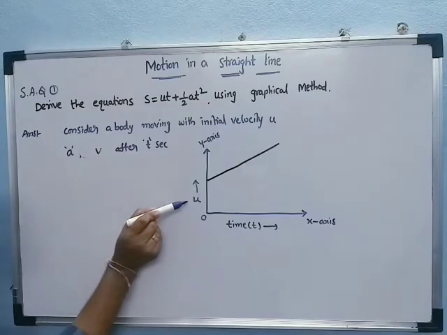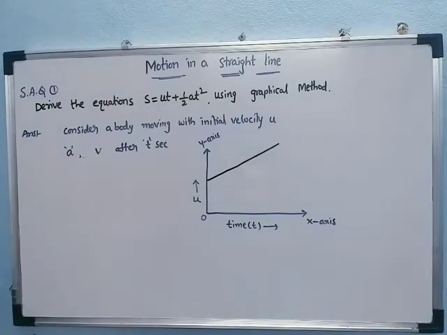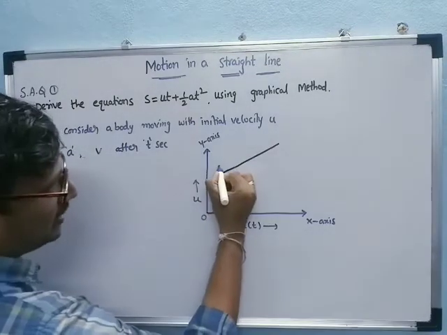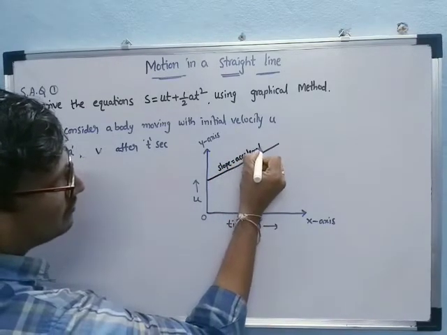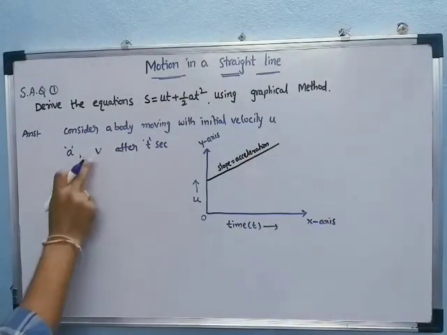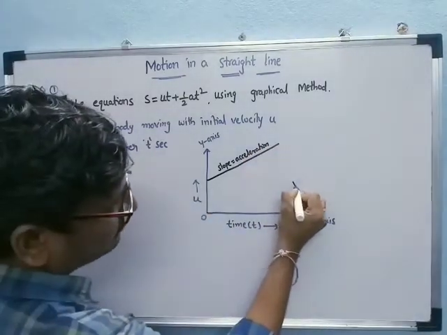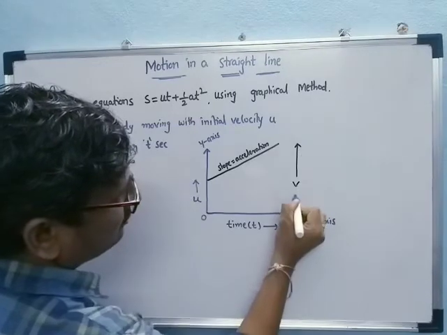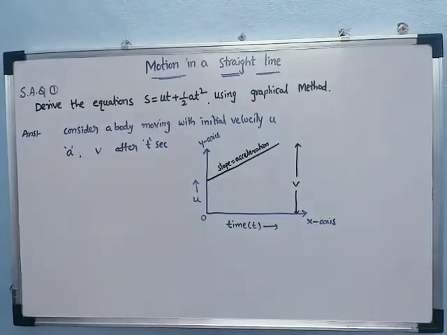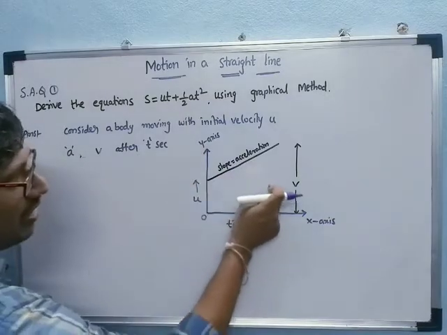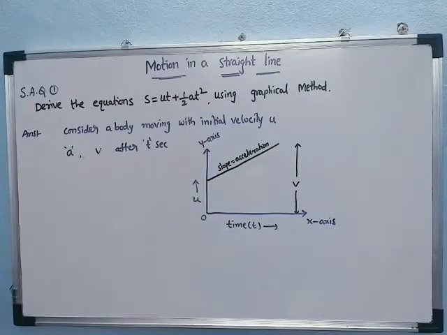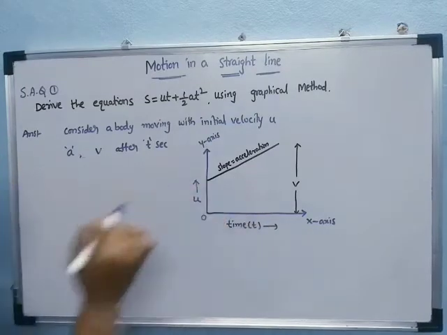This body is moving with initial velocity u with acceleration. The slope is nothing but the acceleration. The v is the final velocity after t seconds. The area under the curve or slope is equal to displacement. But we can observe there is no area yet.